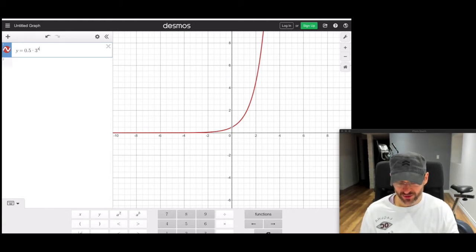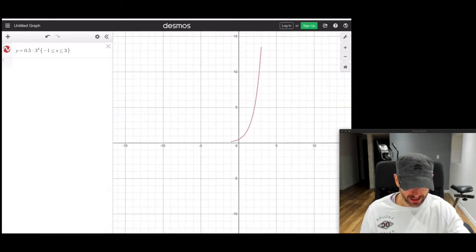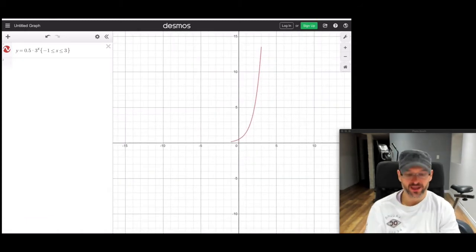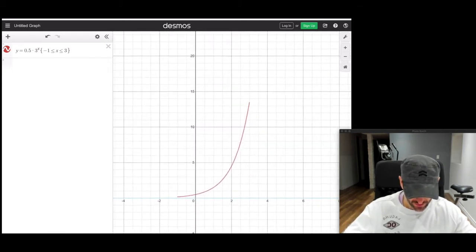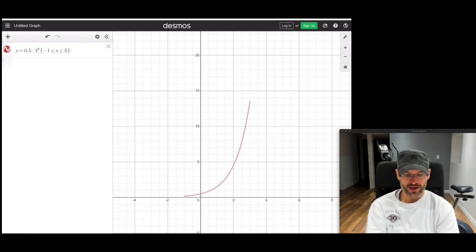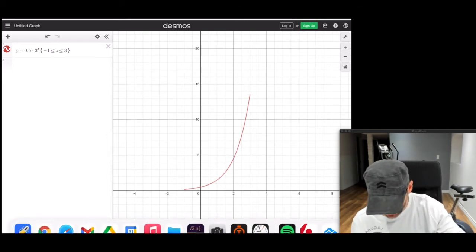And now we did need a restriction here, so I'm going to put a restriction. x was being restricted between -1 and 3. Notice this is exactly how our function looks. Now you can scale this how you like it so that you can see it a lot better. But that's how you would use a table of values and then graph it. So that was our first one that we had there.